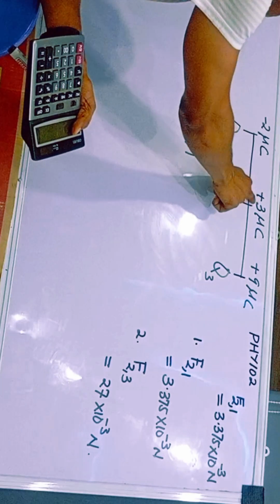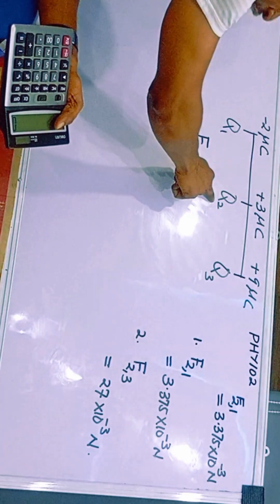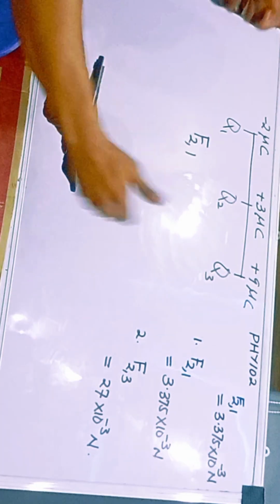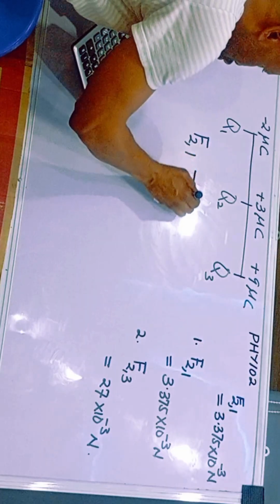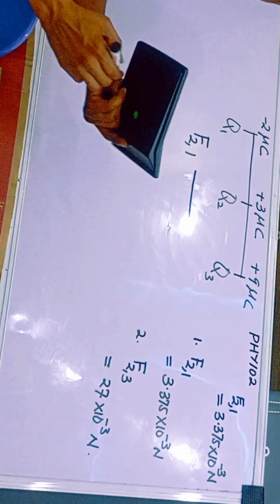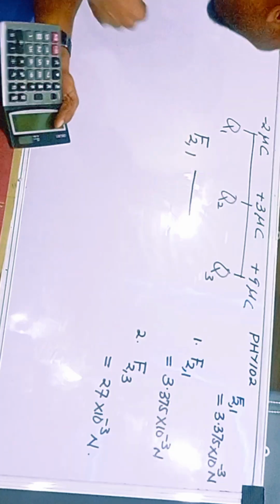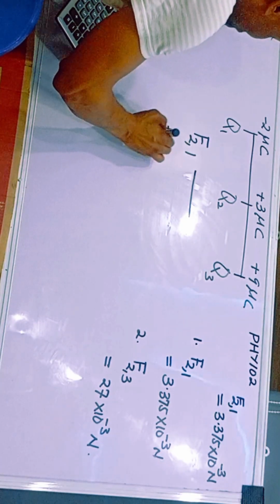So this is plus 3, this is minus 2. The bigger charge is Q2. Since the force of attraction is in the direction of the bigger charge, which is Q2, that means force on 2 due to 1 should be in this direction.